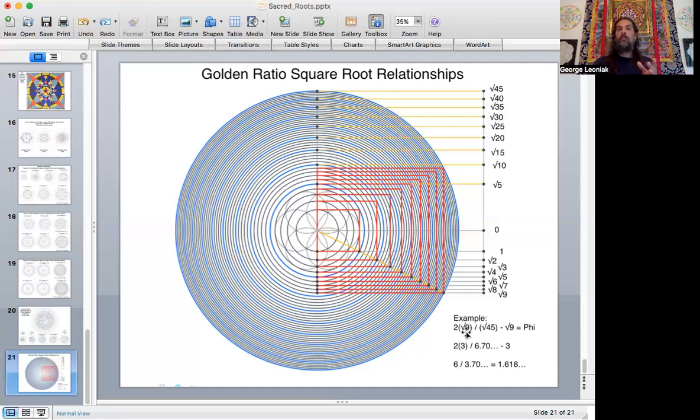So root 9 times 2, divided by square root of 45 minus square root of 9. So 2 times 3, divided by square root of 45 minus 3, which is also square root of 9. So then we come up with 3.70 and 6 divided by 3.70 equals 1.618. And that's the infinite golden square root progression between the lower roots to an upper root that is always not 5 times the square root, but 5 times the whole number value there. So 9, 7, 5.